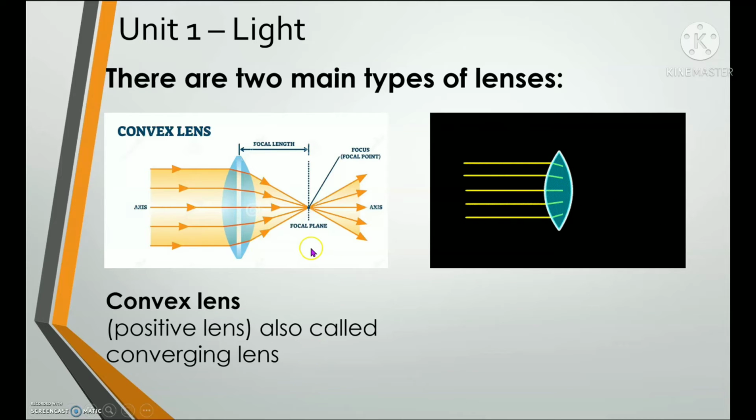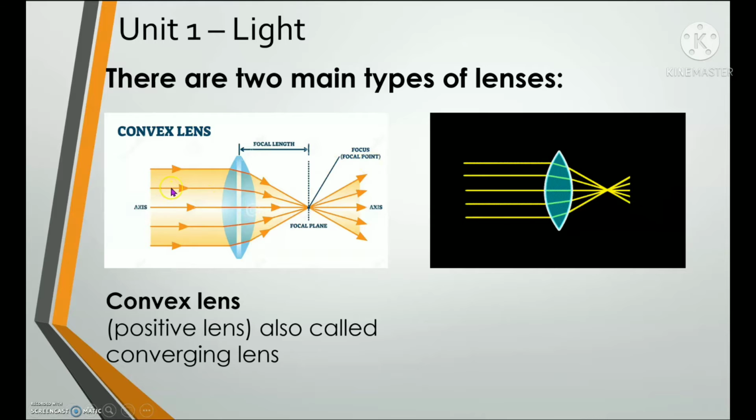Very good. So let's explain this picture right here. These are all the light rays, in parallel or straight lines. When they pass through a convex lens, the light rays bend slightly inward. The light bends inward to a single point, which is called a focal point.